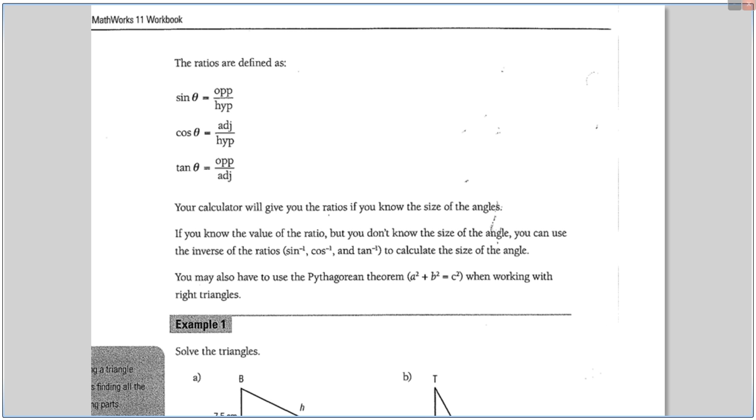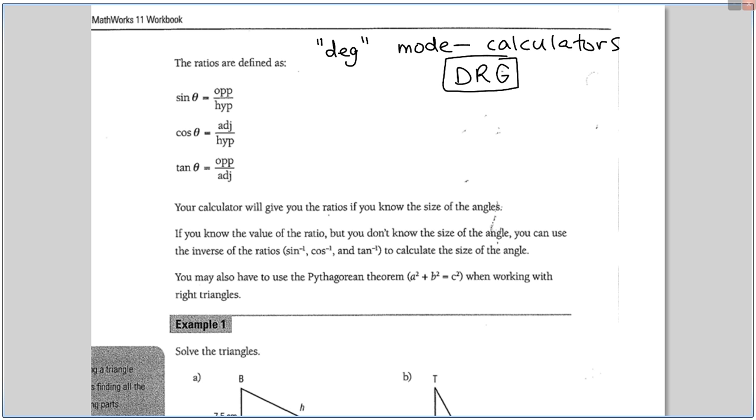Everybody has to check their calculator, make sure it's in degree mode, or else things get messed up. Sometimes your calculator goes in your backpack and maybe a button gets accidentally pressed. So make sure you know how to go back to degree mode. We did it in unit 1, so hopefully you still remember. It's this button usually on the scientific calculators, DRG.